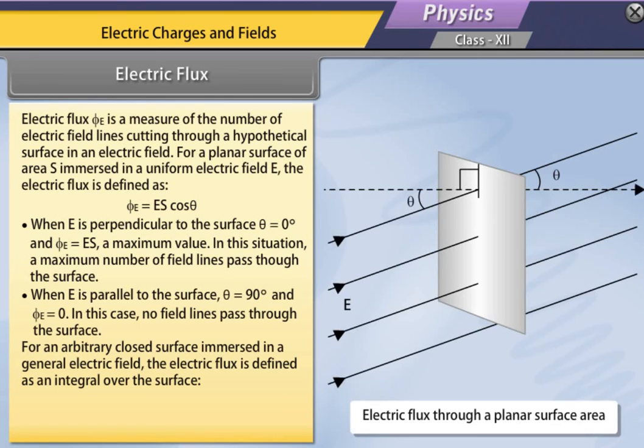For an arbitrary closed surface immersed in a general electric field, the electric flux is defined as an integral over the surface of E cos theta dS. The SI unit of electric flux is Newton meter square per Coulomb.